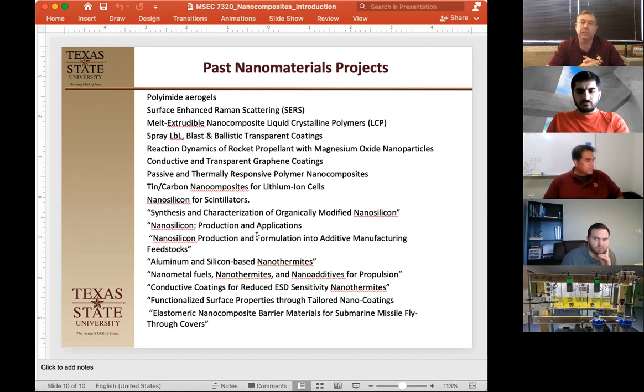Passive and thermally responsive polymer nanocomposites, meaning it's an electrically insulative but thermally conductive responsive polymer system. Did another one of nanotin nanocomposite carbons for lithium ion cells. Nanosilicon for scintillators. Did a lot of work with nanosilicon, especially for the Army and the Navy. Everything from nanothermites to nano explosives to nano additives to nano fuels. So the next few projects are all about that.